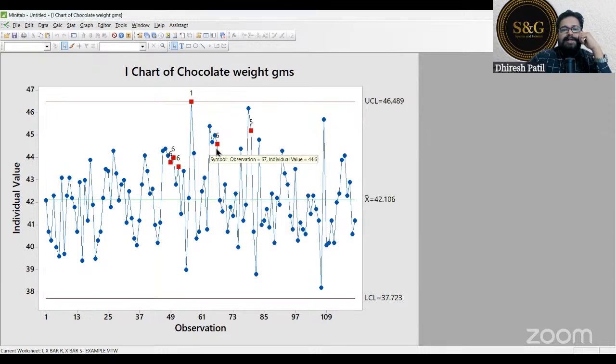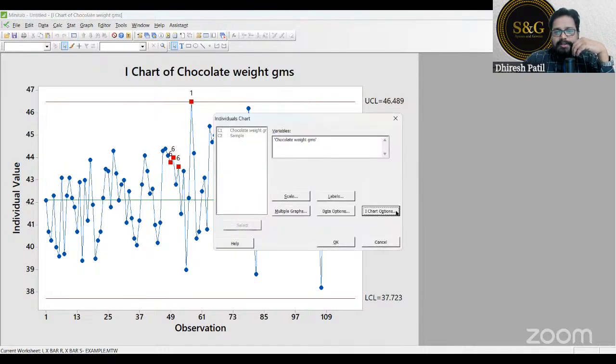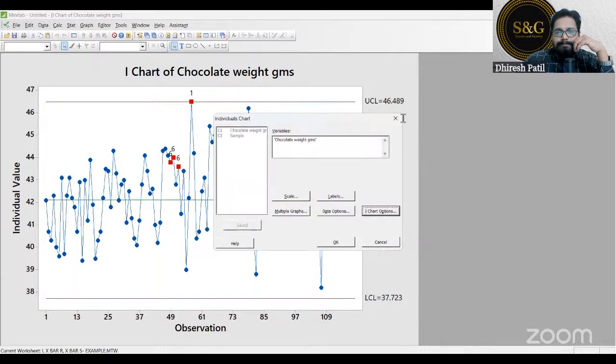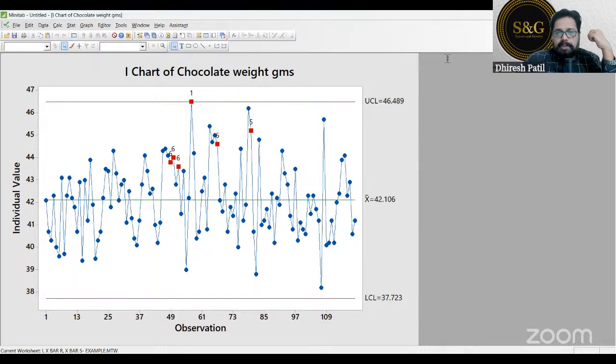Wow, everybody got this? Now you have got more red dots in the graph. How many of you got this? Just type yes in the chat box. Everybody got it? You have to click here, go to I chart, go to tests, select perform all tests for the special causes and say OK and say OK. Got it? Very good.